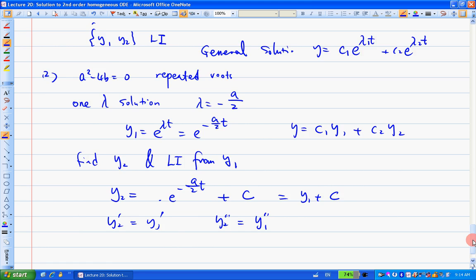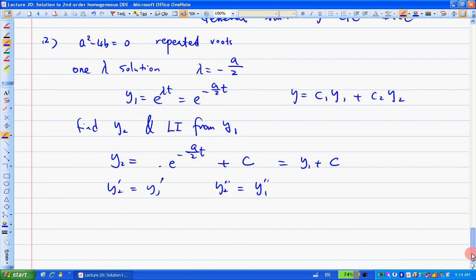Now if I substitute back into this differential equation, y double prime plus a y prime plus b y equals 0, let's see what we get. I'm substituting y2 double prime, which is y1 double prime, and then a y1 prime, and then b y2, which is b y1 plus c. So for this last one, this is b y1 plus bc.